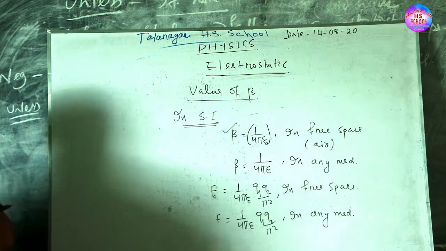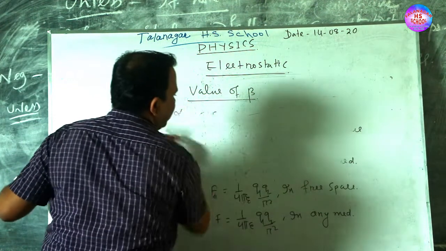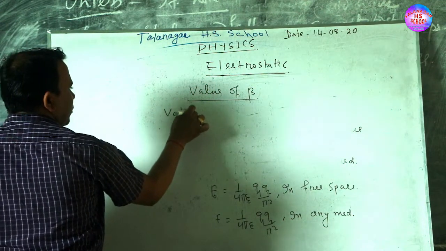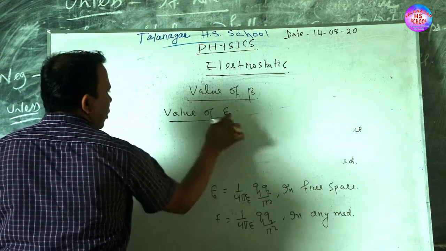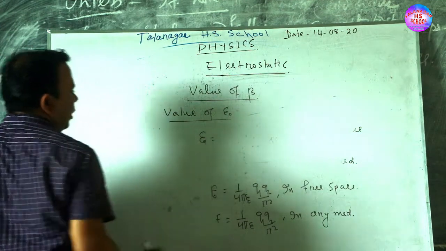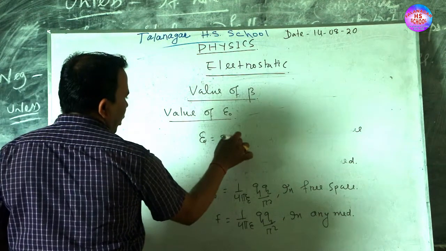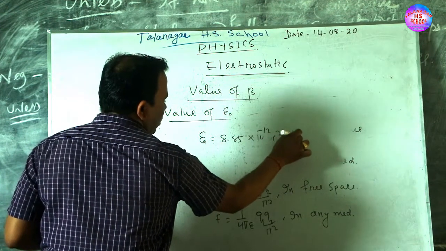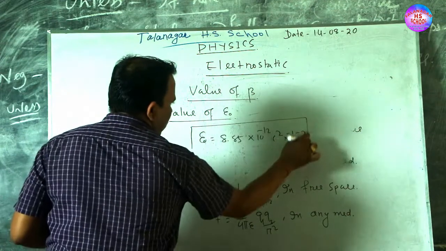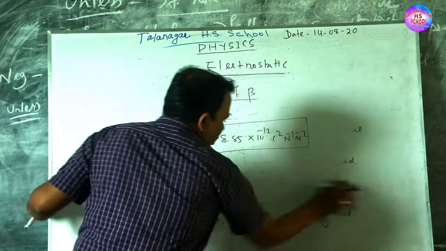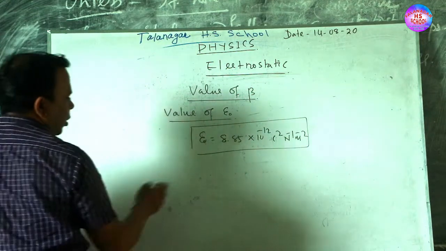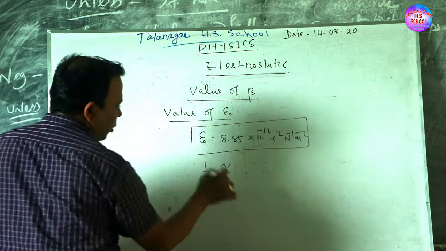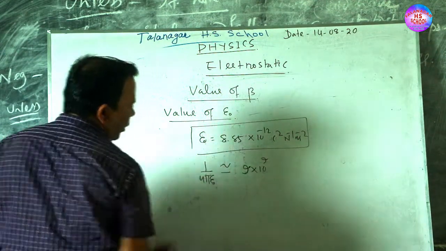The value of epsilon naught, epsilon naught has a value nearly equal to 8.85 into 10 to the power minus 12 coulomb square Newton inverse meter to the power minus 2. This is the value of epsilon naught. Substituting the value of epsilon naught, we get the value of 1 by 4 pi epsilon naught nearly equal to 9 into 10 to the power 9.